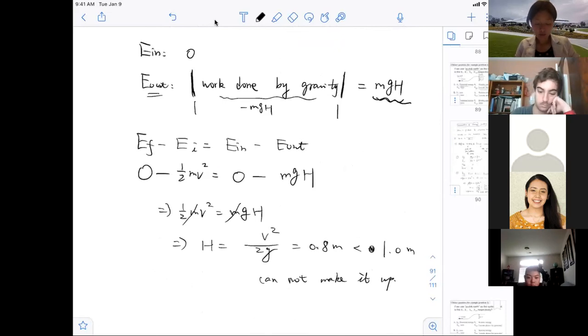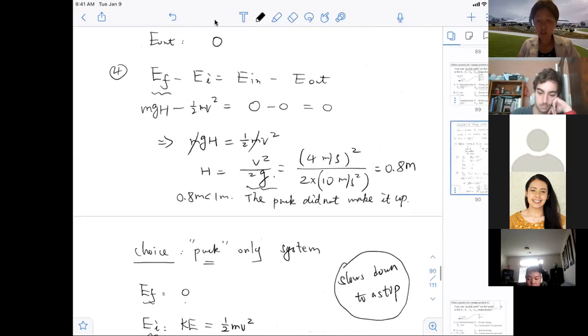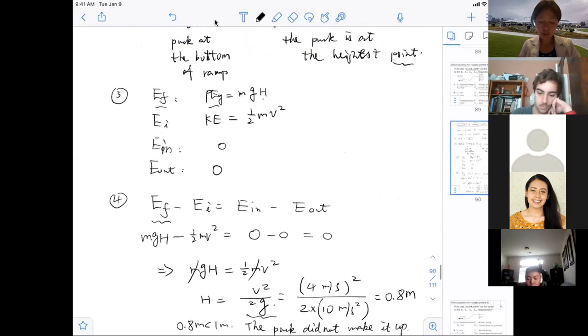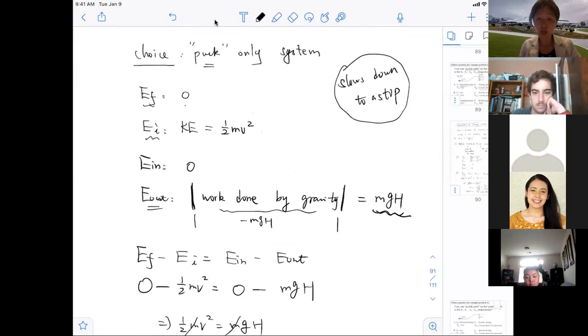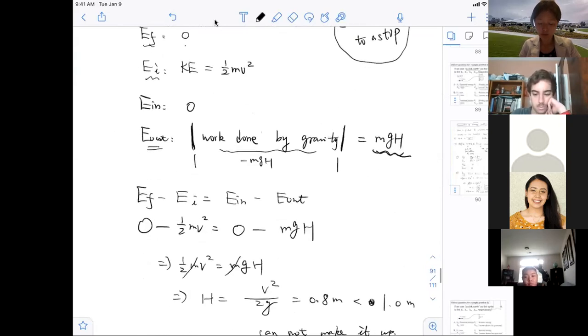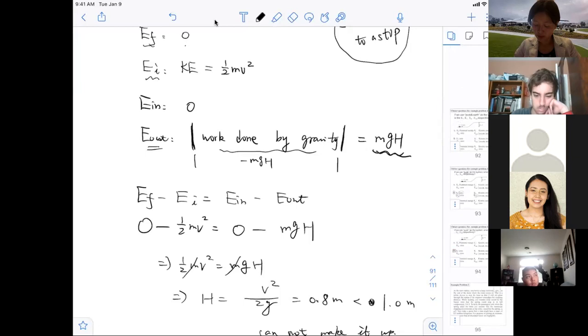All right, you can see how the different system choices give you the same answer, and how the mgh showed up in two different places, either as a potential energy or as a work done by gravity, but not both. Now, if you put both in there, you'll notice that your answer would be wrong. You would not get this correct answer, okay? So that's an example to show you have the choice to choose whatever system you want.